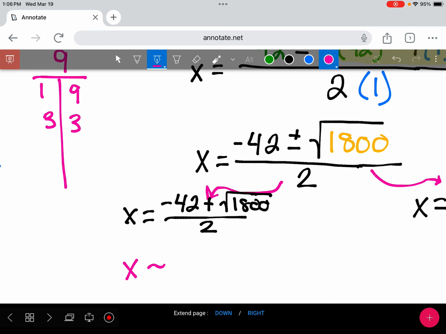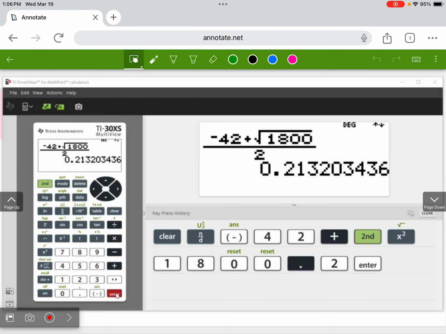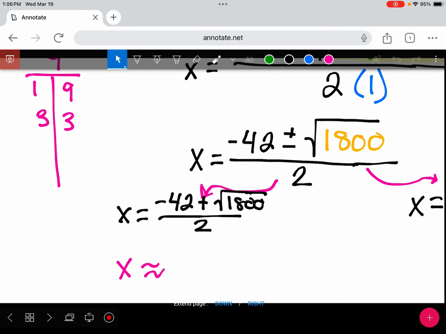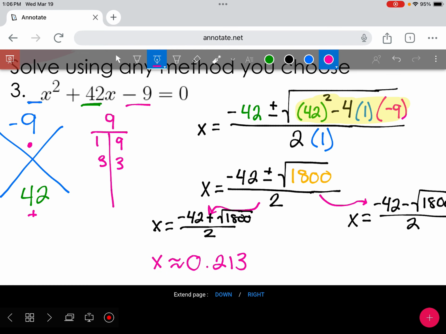So our x is just about equal to, and I have forgotten it since I flipped pages, 0.213. I'm just going to have 3 decimal places. 0.213. That gives us one of our approximate answers.